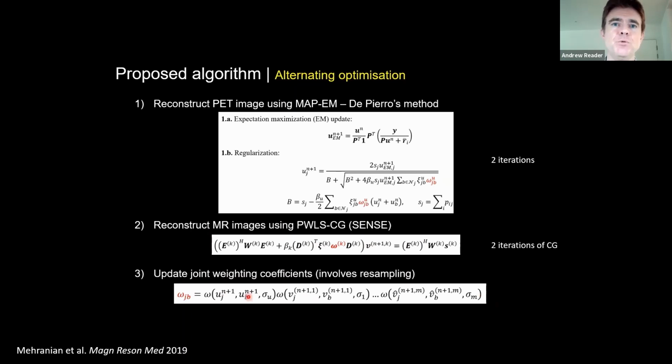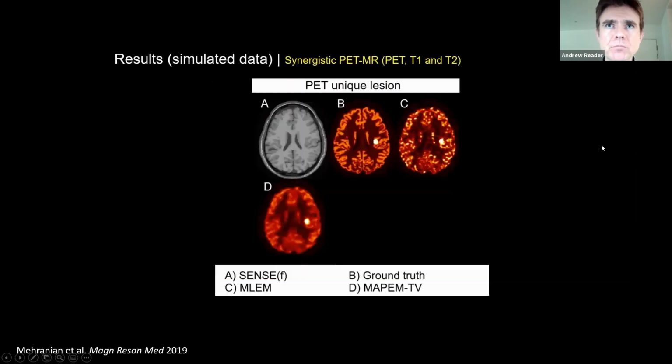And then finally here, we take the product of all the similarities to recalculate those weights, to then go back and do a couple of updates to the PET, a couple of updates to the MR, recalculate the weights, and around you go in this kind of alternating optimization pattern. If you do that, now this is the rationale for doing that.